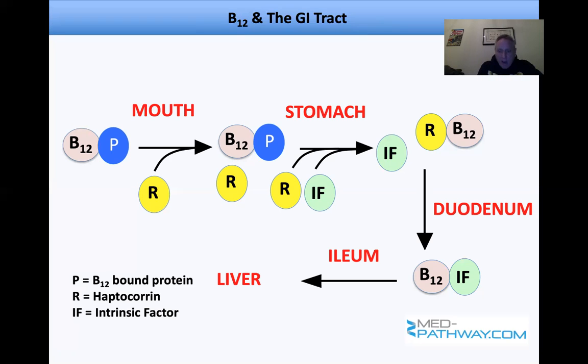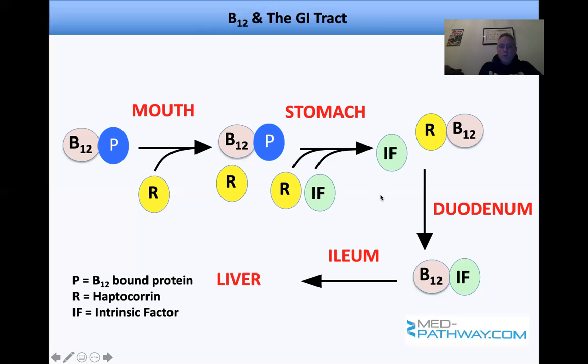And then at that alkaline pH, B12 binds intrinsic factor, which shuttles it off to the ileum, and then the ileum has receptors that take it in by receptor-mediated endocytosis, where it's delivered to the liver itself.